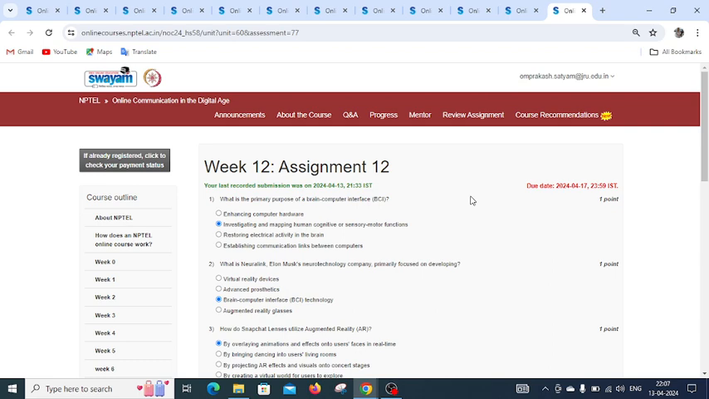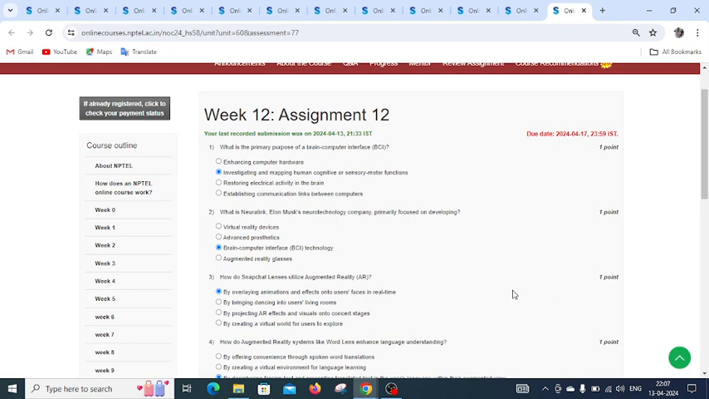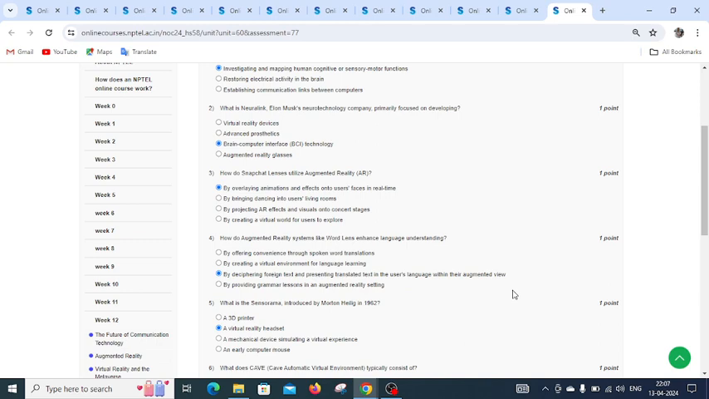What is the primary purpose of a brain computer interface? Investigating and mapping human cognitive or sensorimotor function. Neuralink, Elon Musk's neurotechnology company, is primarily focused on developing brain computer interface technology. How do Snapchat lenses utilize augmented reality? By overlaying animation and effects onto users' faces in real time. How do augmented reality systems like Word Lens enhance language understanding? By deciphering foreign text and presenting translated text in the user's language within their augmented view.